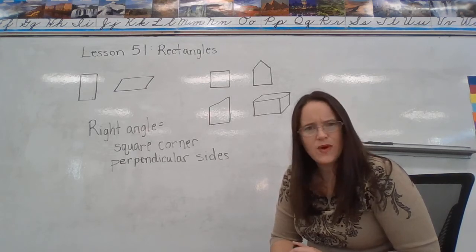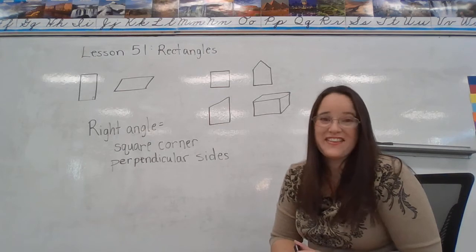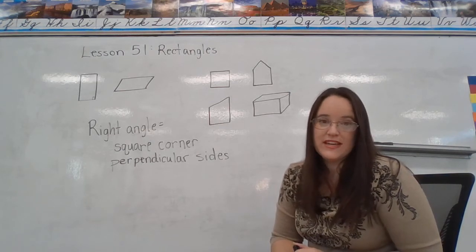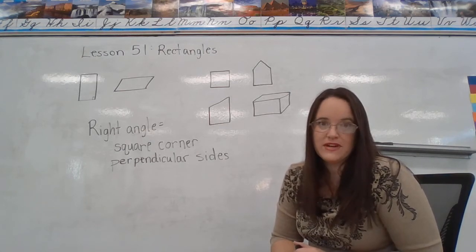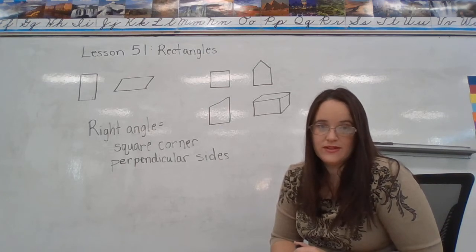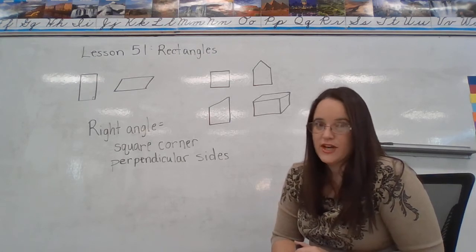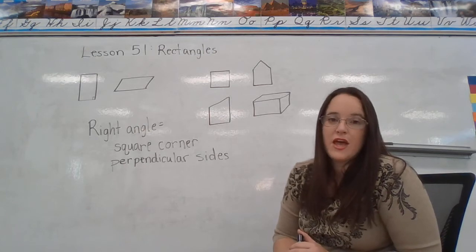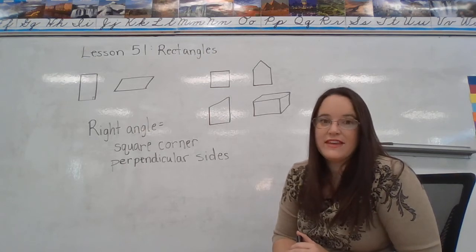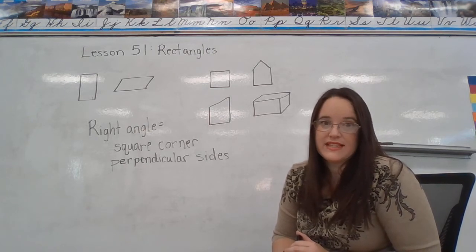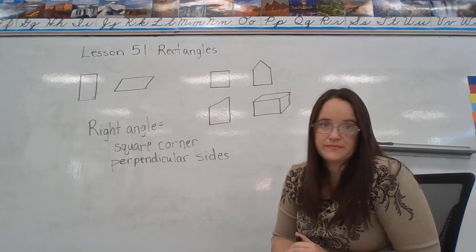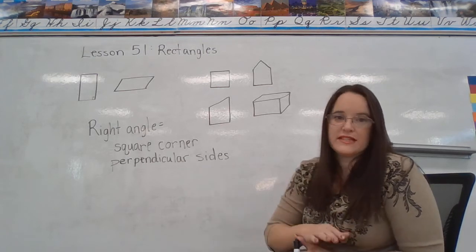But I thought it was a square. Yes, it definitely is. So here's the trick. Every square is a rectangle. Every rectangle is not a square. We're going to talk about that a little bit more in depth. Squares have even more specific rules than rectangles. So we talk about those later in the book.